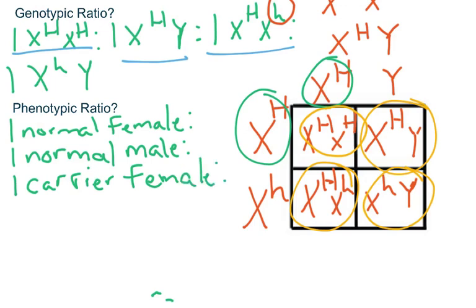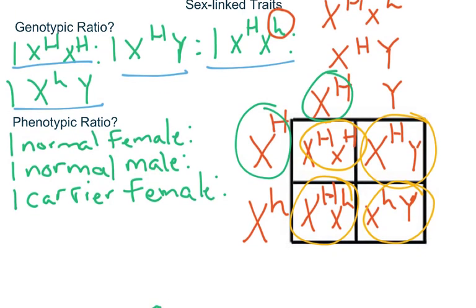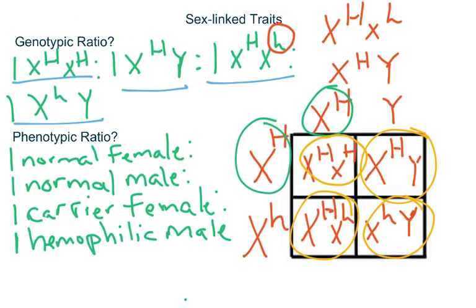Okay. And then the last one, right here, this would be a man with hemophilia, or son. So one. So there's your one hemophilic male. Or you could say one male with hemophilia, any way you want to state it. Okay, so in this case, you would have 4 different phenotypic ratios.